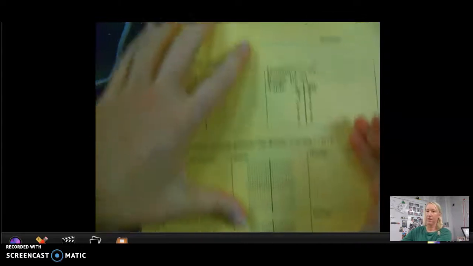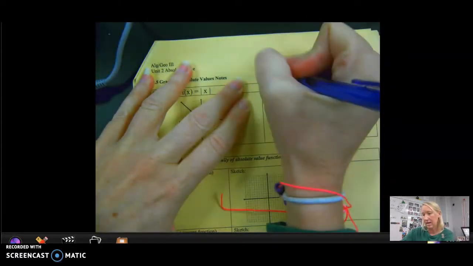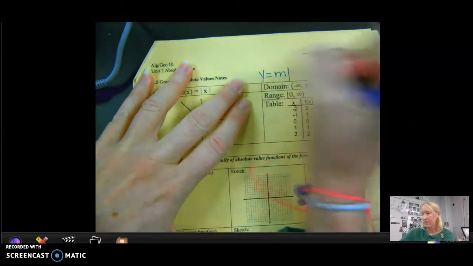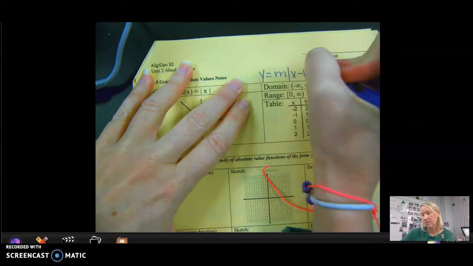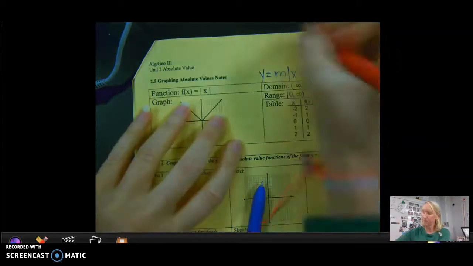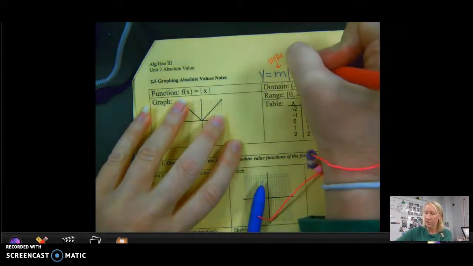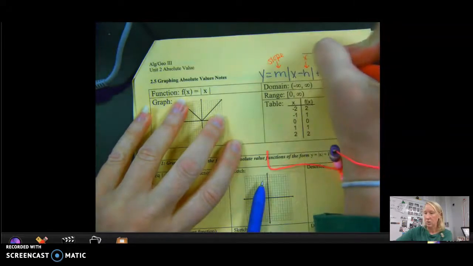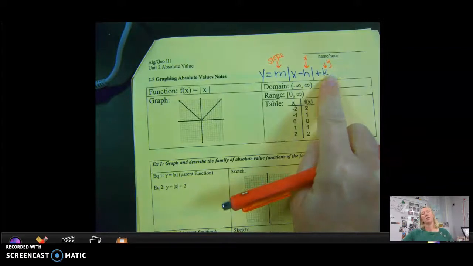So in easy terms, we have y equals m, absolute value, x minus h, absolute value plus k. M is the slope. H is x, k is y. We do opposite of x and keep y.